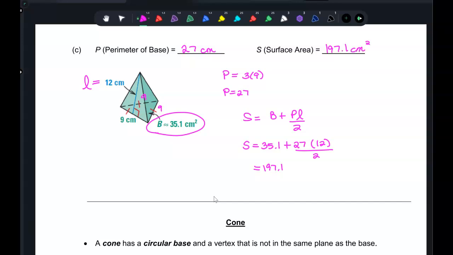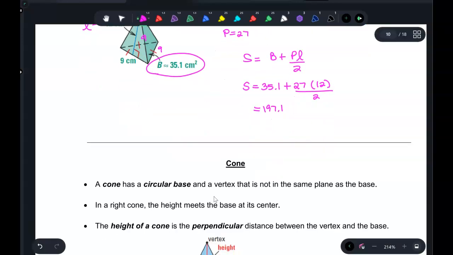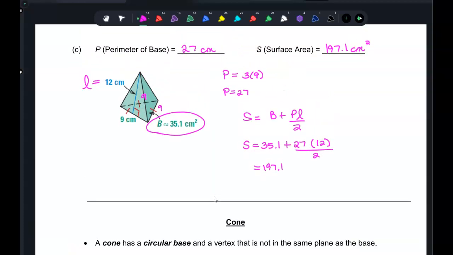How did you get the perimeter again? Okay, all three sides are the same. Wait, I have a question. What would you do if it wasn't? I wouldn't be able to find it.